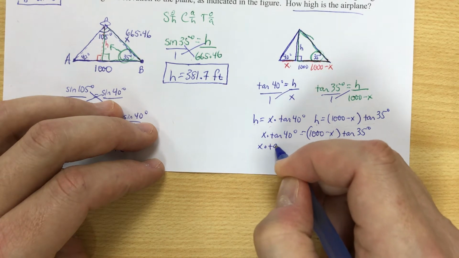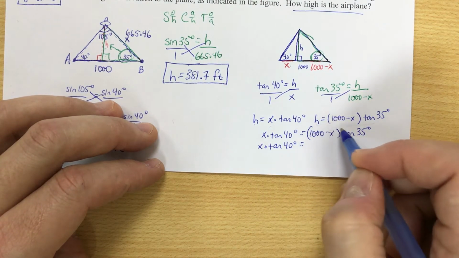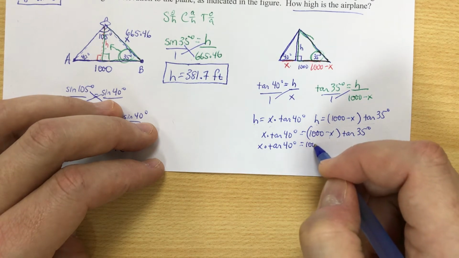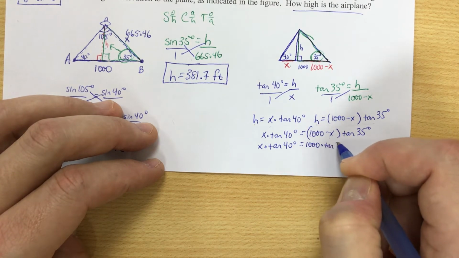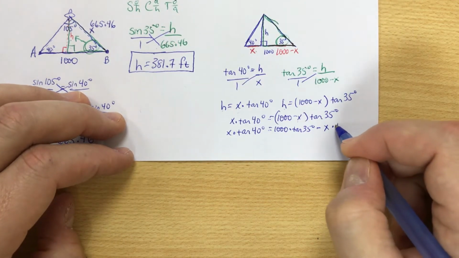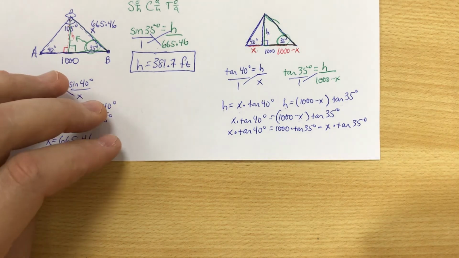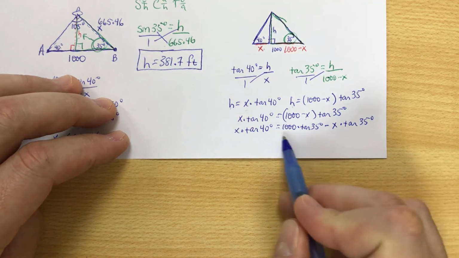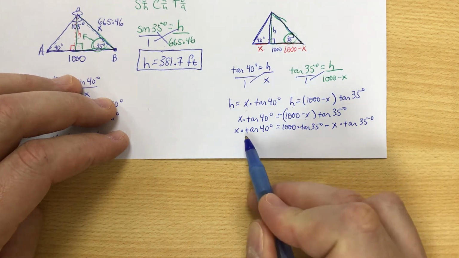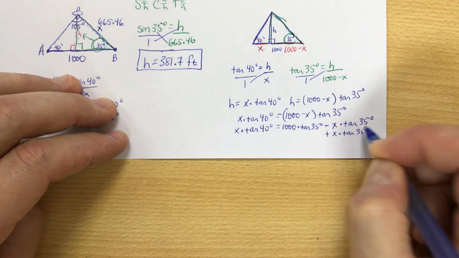So x times tan 40 degrees, that doesn't change. This would be 1,000 times the tangent of 35 minus x times the tangent of 35 degrees. All right, I'm gonna move this x term over to the other side by adding it. So x times tan 35.